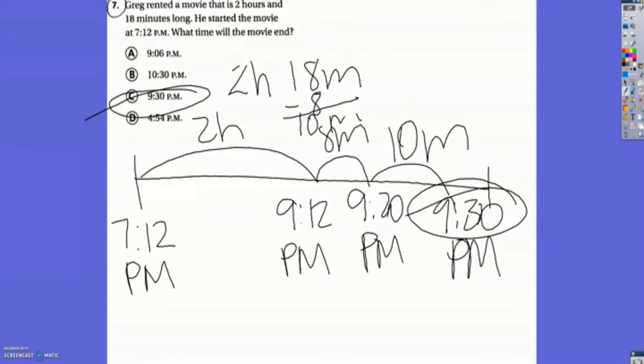And just to clarify, it doesn't have to be done exactly this way in terms of the jumps. It doesn't matter what increments you jump in, as long as you end up on the correct time. So again, that's the beauty of the open number line, is that you can add and subtract whatever makes the most sense to you and whatever is easiest for you.